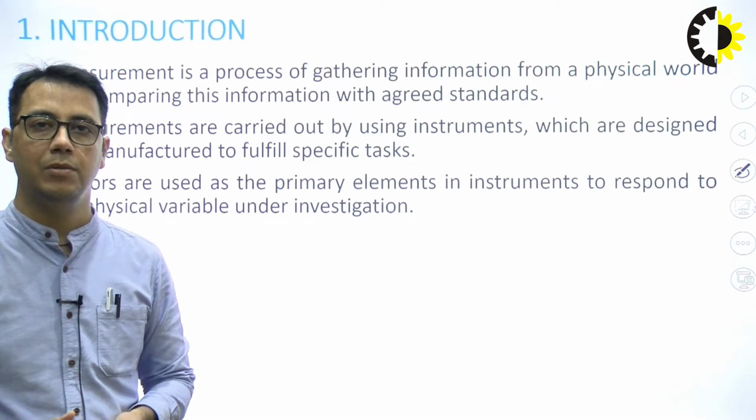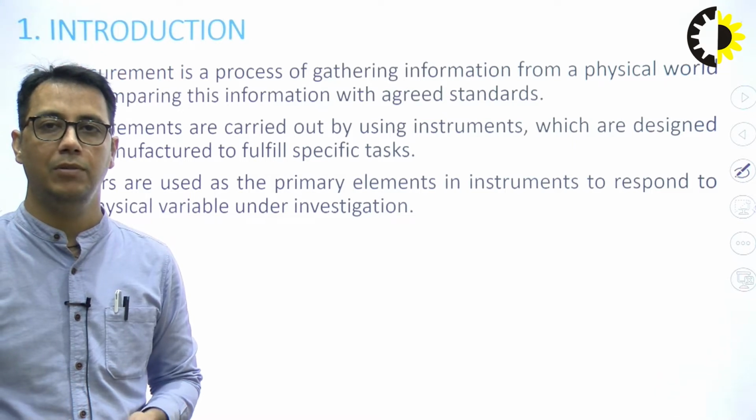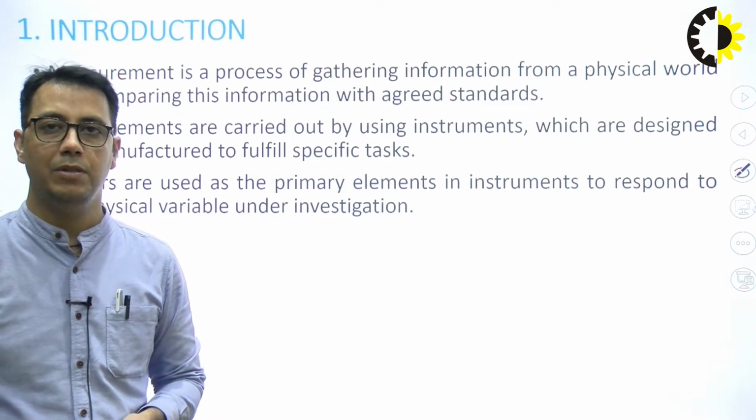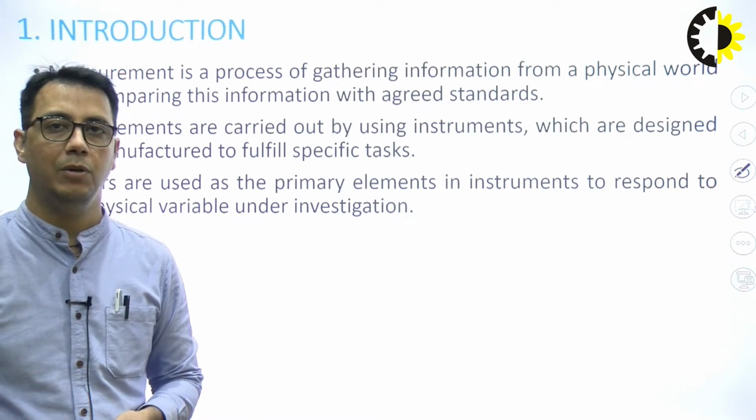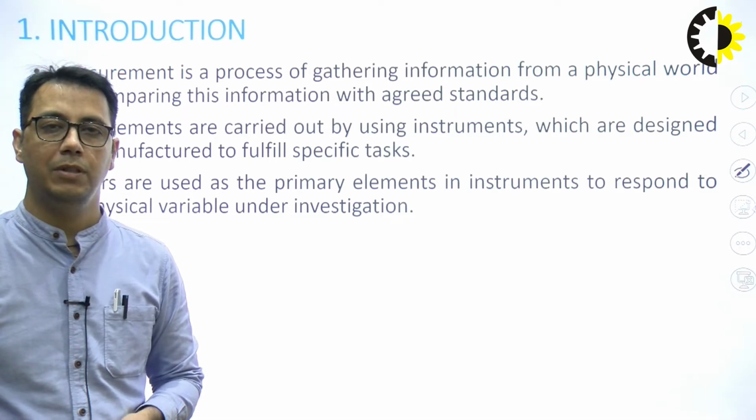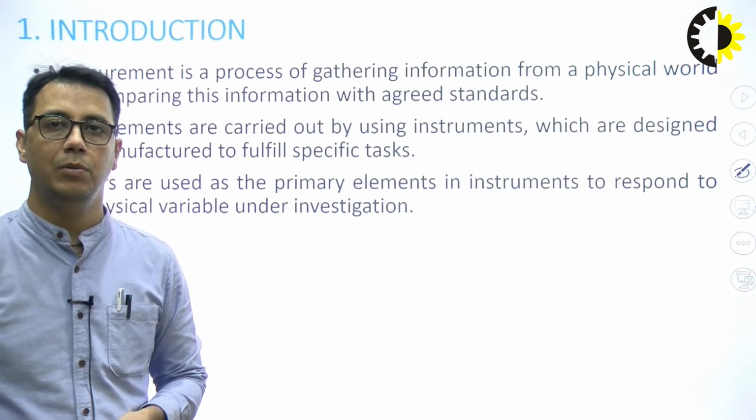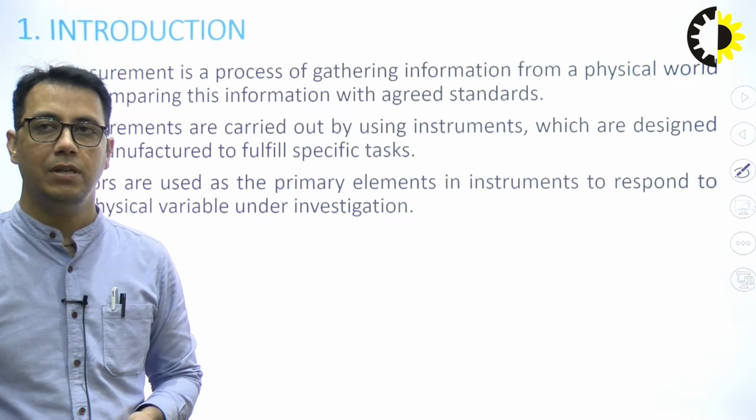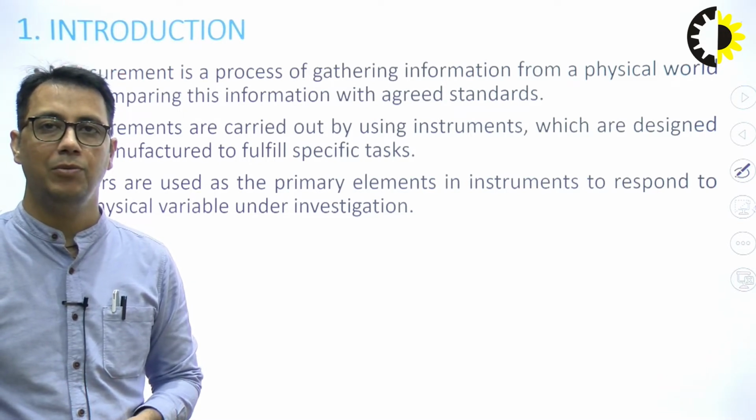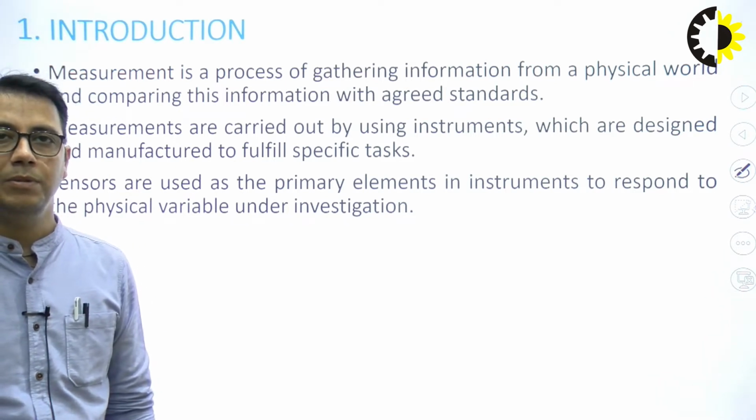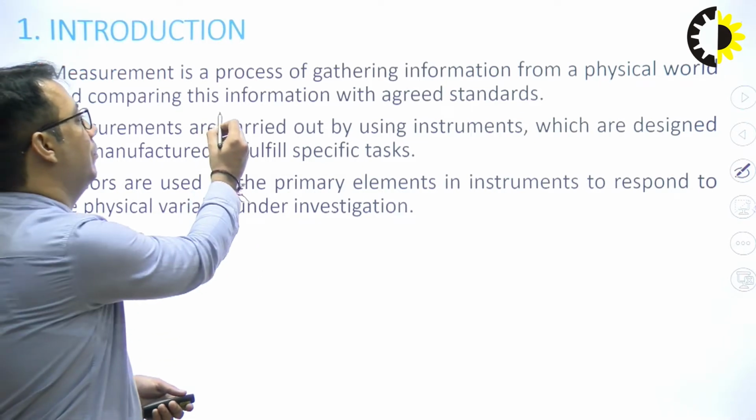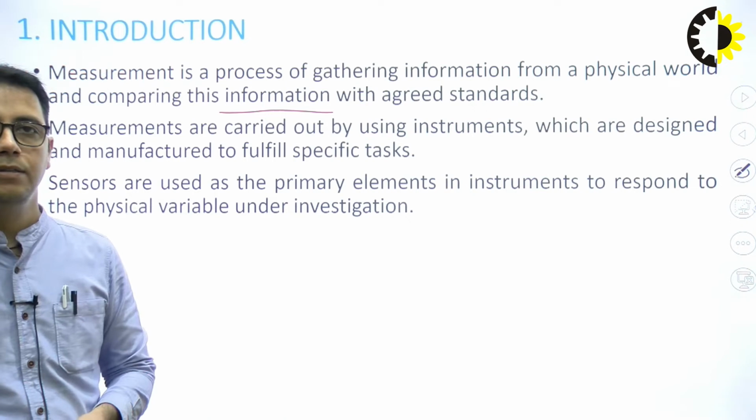For example, some process is going on, like we are cooking our food. What could be the possible parameters which can be helpful in cooking food so that a better taste can be obtained? Like what should be the temperature or pressure in the cooker. These are various readings which we must know: quantity of water, salt, and other spices. If we gather all this information in some numerical form, it becomes measurement. So measurement is a process of gathering information from the physical world and comparing that information with the agreed standard.